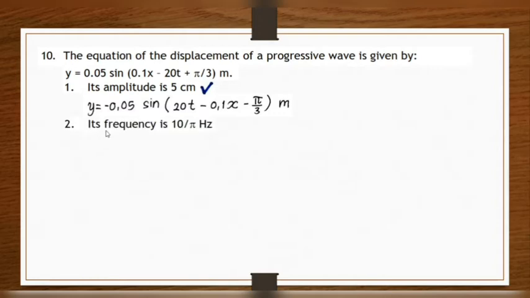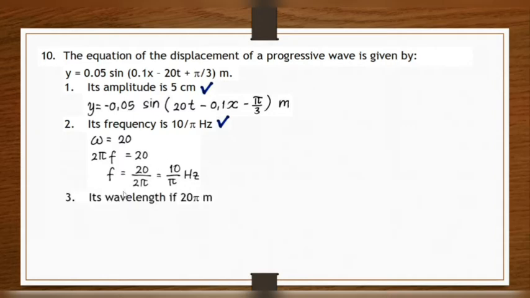The second statement is about the frequency. And we can find frequency from the omega. The omega here is 20 radian per second, and omega is equal to 2 pi f. 2 pi f equals 20, so frequency is equal to 20 divided by 2 pi. It is equal to 10 over pi hertz. So this one is also correct.